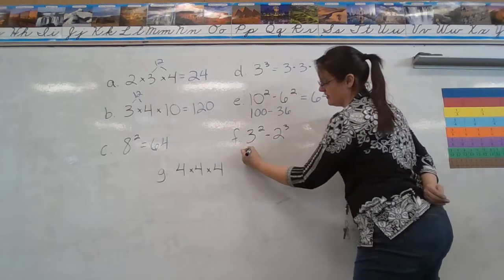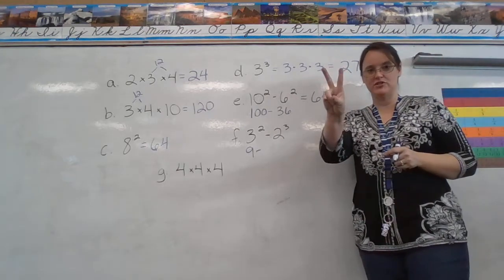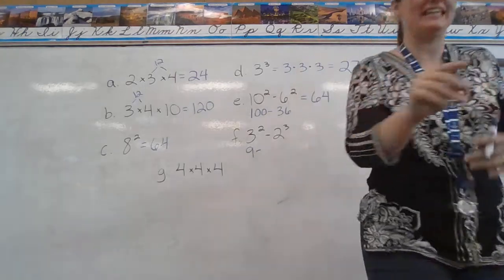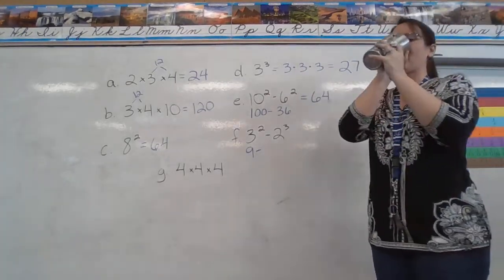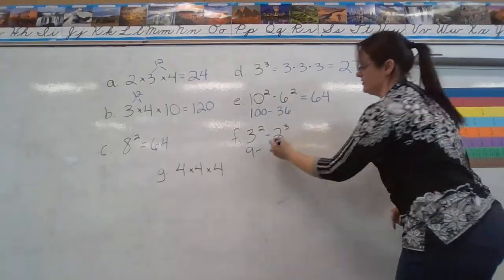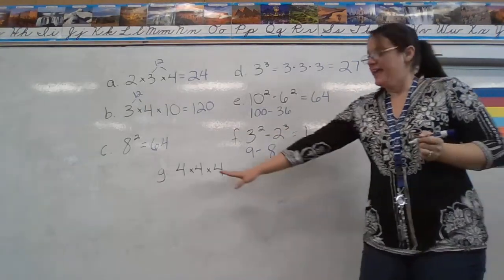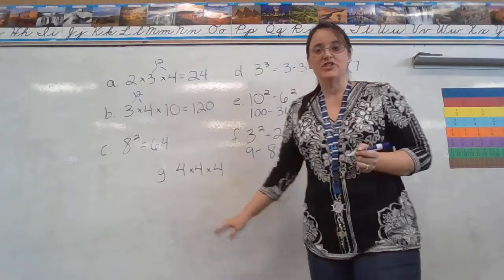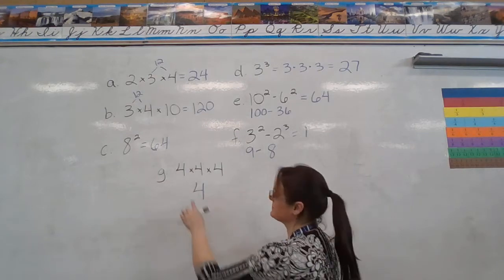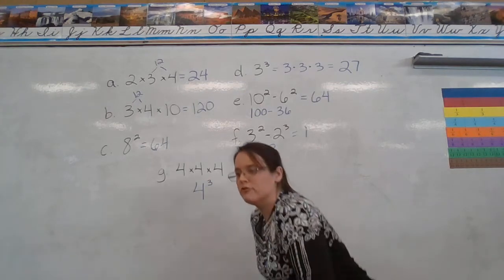3 squared, that gives me 9. 2 cubed, so I have to do 2 times 2, that's 4, times another 2, that's 8. All right, so 9 minus 8 gives me an answer of 1. And then remember, the directions for this one said to write it as an exponent. So I have my base of 4, and I'm multiplying it 3 times. So 4 cubed, or 4 to the third power.